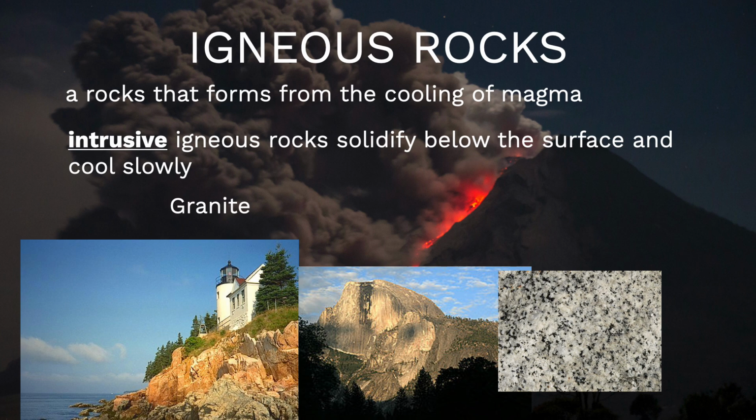So there are two subclassifications of igneous rocks, really. First are intrusive igneous rocks, and these are the ones that are solidifying below the Earth's surface. And because they are below the Earth's surface, they're not exposed to the atmosphere and all the conditions, so they are allowed to cool more slowly than if they were ejected onto the surface. A very common example of an intrusive igneous rock is granite. So that is very well known. And here at the bottom, I have three pictures of different igneous rocks with granite emphasized here on the right.